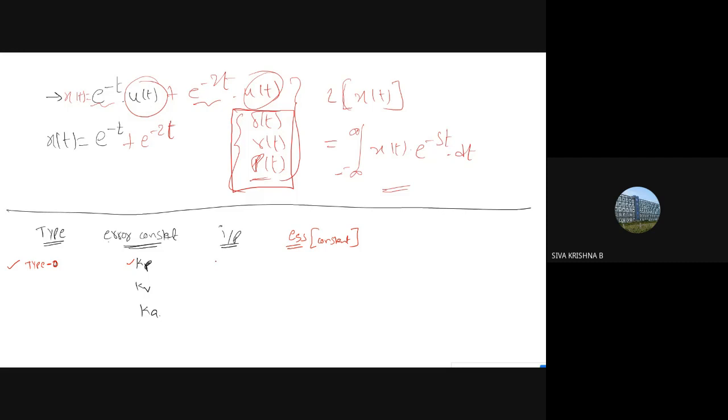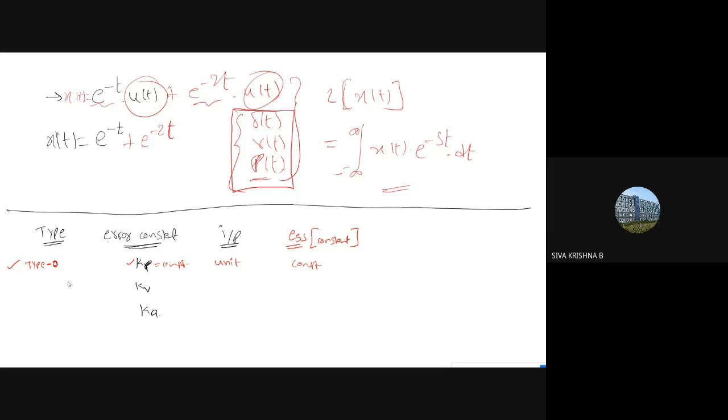Unit step. Very good. So that means for unit step input and for type 0 system, you will get the Kp constant. So that becomes ESS also a constant value. Remaining, next, Kv. Kv means velocity error constant.